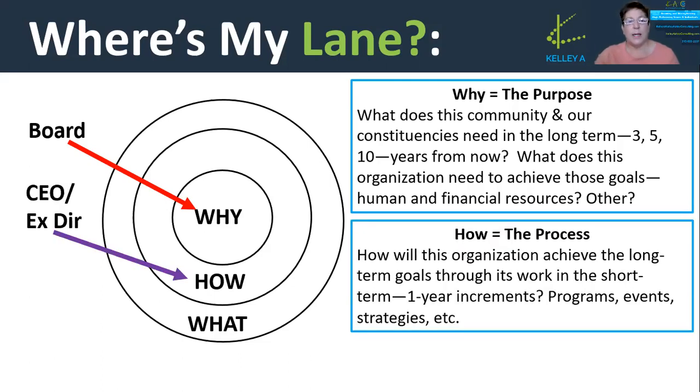Now, the next ring has to do with the how, and the how is the process. So in some organizations, this person might be the executive director. Even in others, I've seen the title of CEO, depending on the kind of organization that this happens to be. So the how has to do with the process. In other words, how will the organization achieve those long-term goals through its work in the short term? So let's say 1-year increments.